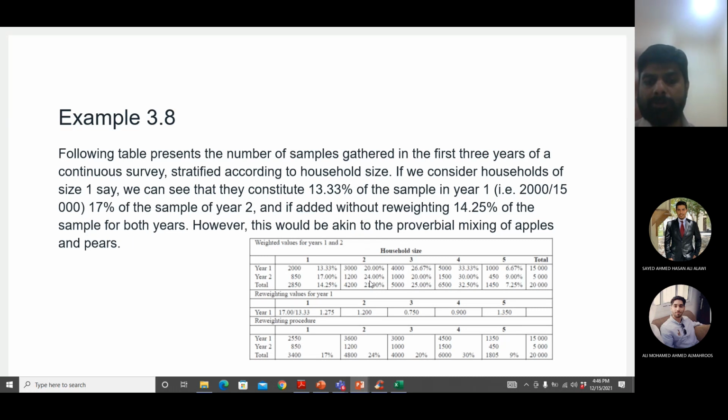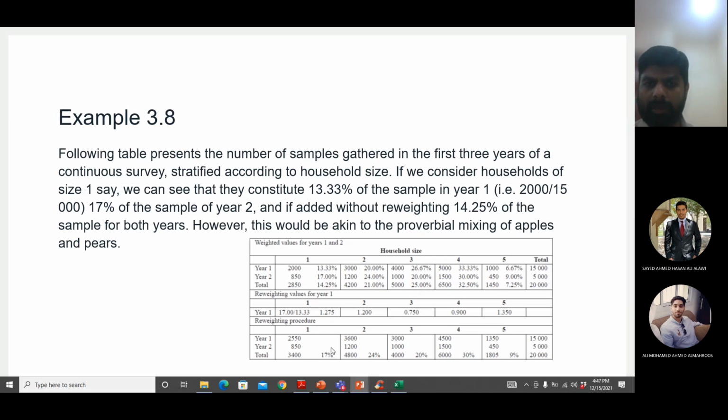So you will do 24 upon 20, so it will give you 1.2. Then you will do 20 upon 26.67, 0.75, and so on and so forth. So you can see here the weighting factor can be more than 1 or less than 1. It's not fixed, but it should be positive, obviously. So in the end, the percentage of the complete household in that year will be similar to year 2.